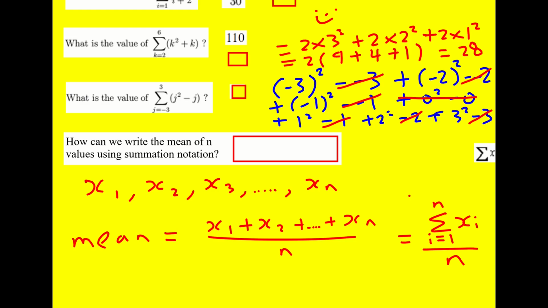This is a formula for the mean, and you'll see something similar to this in the formula book. When you see this from now on, you'll know I'm just adding up all my x values and then dividing by n.